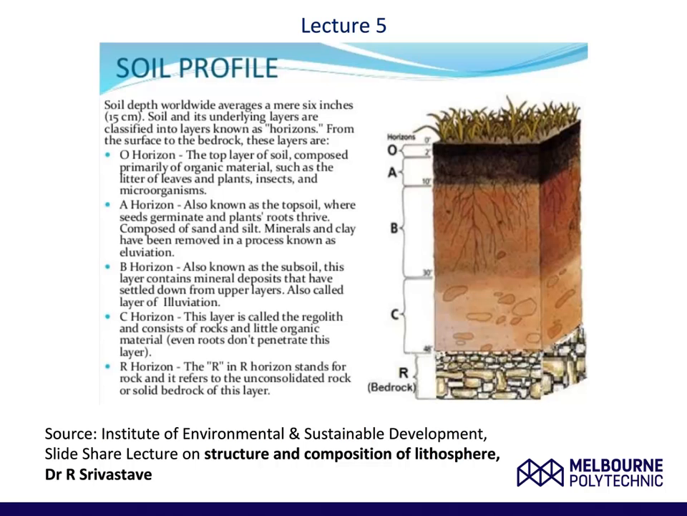The E horizon, not shown on the figure, is between A and B, and this is the zone where leaching occurs. The B horizon, also known as the subsoil layer, is the layer that contains mineral deposits that have settled down from the upper layers. This is followed by horizon C. This layer is called the regolith and consists of rocks and little organic matter. Even roots don't tend to penetrate this layer.